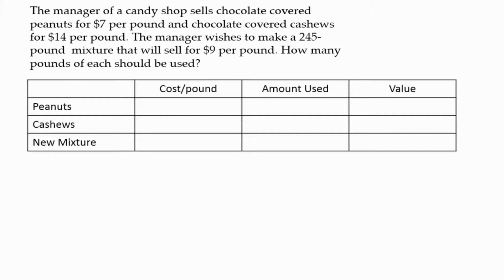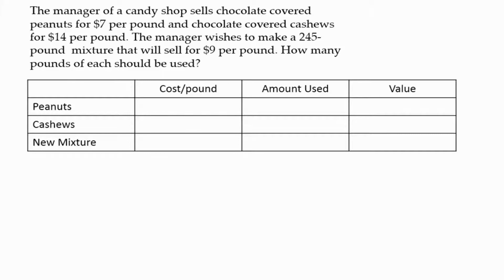On this table, along the left-hand side, are the various items. So we have the peanuts, the cashews, and our new mixture. They didn't name what the mixture is. Then we have some information. The problem did tell us the cost for each item, the peanuts, the cashews, and the new mixture. We don't know how many of the peanuts or the cashews to use, but we do know how many pounds total, and then we can find an actual value.